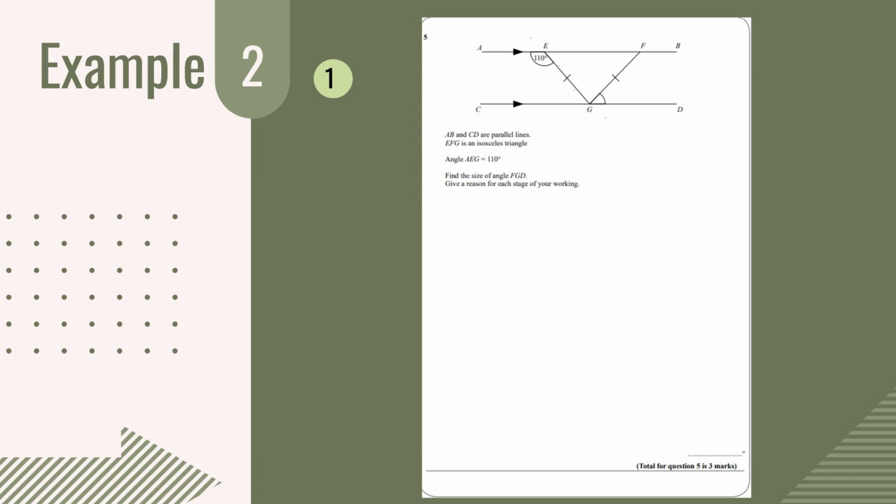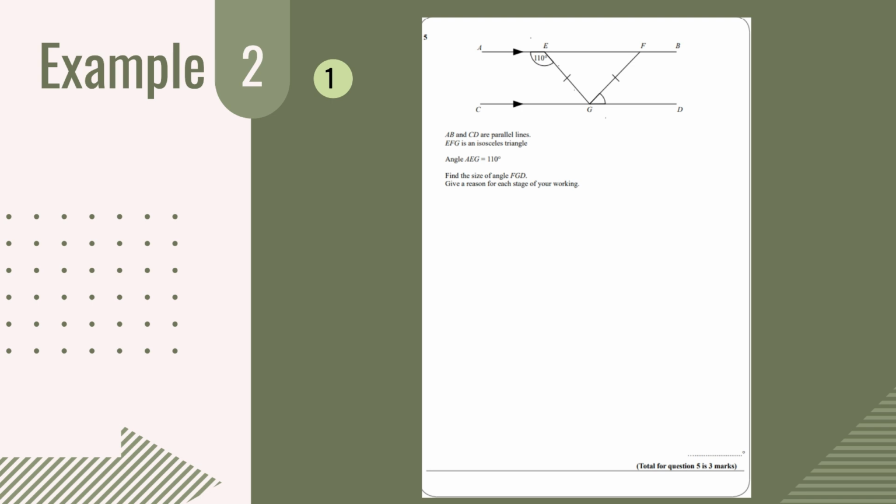Have a go, pause the video and unpause when you've done. Our question says, AB and CD are parallel lines, and EFG is an isosceles triangle. Angle AEG equals 110 degrees. Find the size of angle FGD and give a reason for each stage of your working.